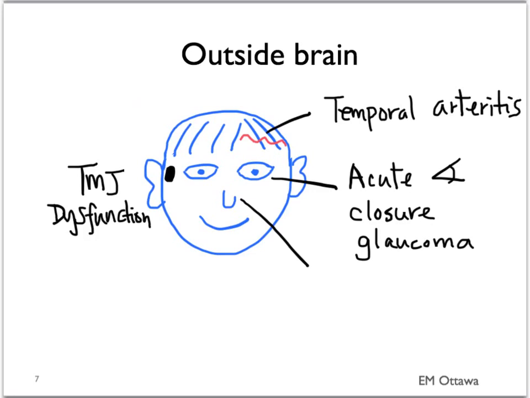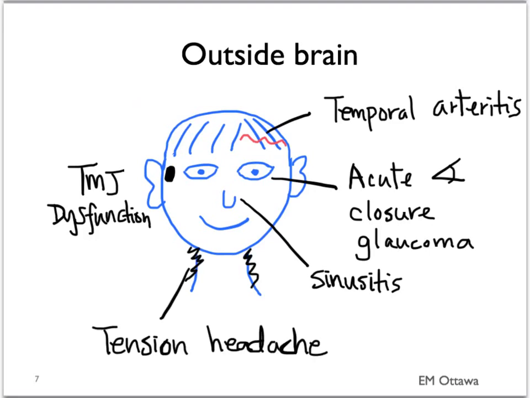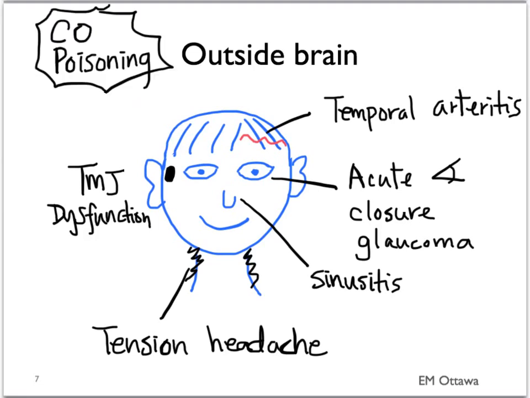Sinusitis can cause headaches. And going further down, tension headaches can be caused by tight muscles from the neck and shoulders. An external cause that we often forget is carbon monoxide poisoning. These will be the most common causes for headaches that are caused outside of the brain.